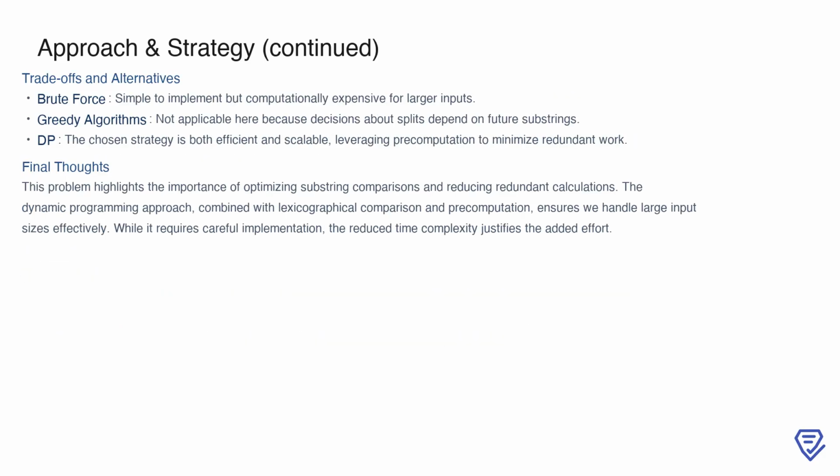When comparing the different strategies, each comes with its own trade-offs. The brute force method is simple to implement but becomes computationally prohibitive as the input size grows. Greedy algorithms, which might seem appealing, are not applicable here because the decision to split depends on future substrings, making it impossible to make local decisions without considering the entire sequence. The dynamic programming approach, on the other hand, strikes the right balance between efficiency and scalability.